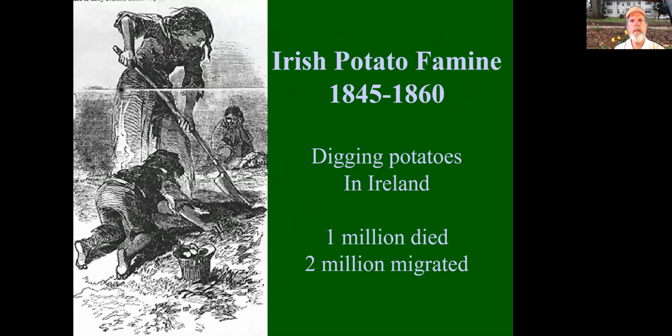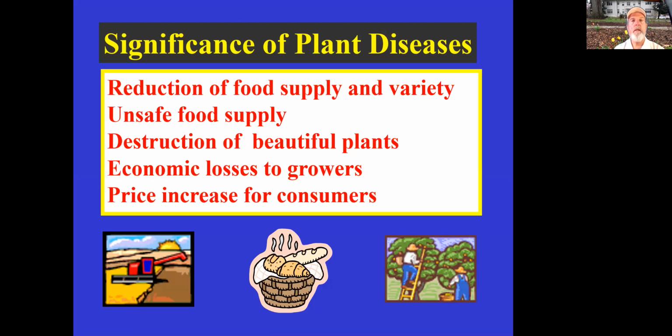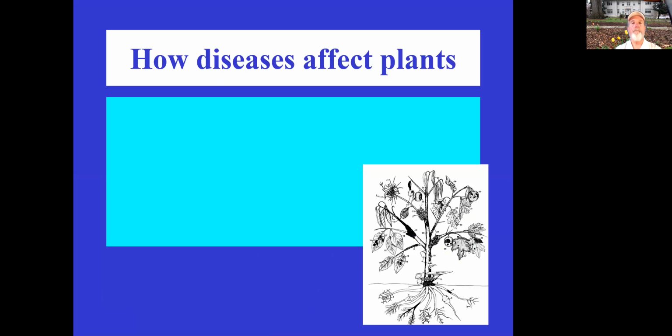And basically, the Irish had this terrible disease that went through their potato crop, and so a lot of them, 1 million people died, and 2 million people migrated just because of the famine. They had to get out of there and maybe find a better life in America. And so we still have many problems with plant diseases. Some of these problems are reduction of food supply and maybe a reduction in varieties, unsafe food supply, destruction of beautiful plants, economic losses to growers, and maybe even price increases to consumers.